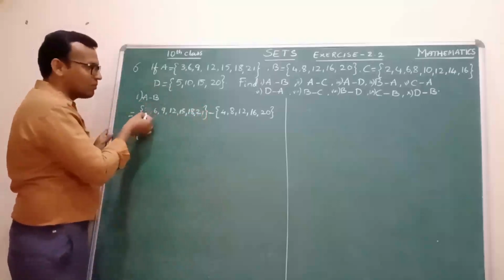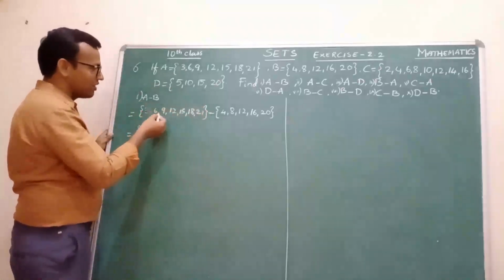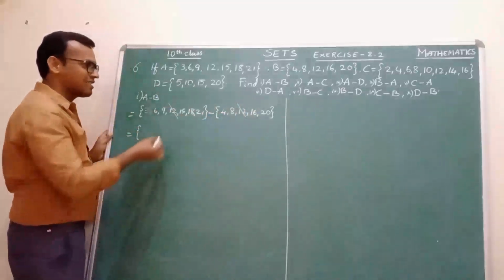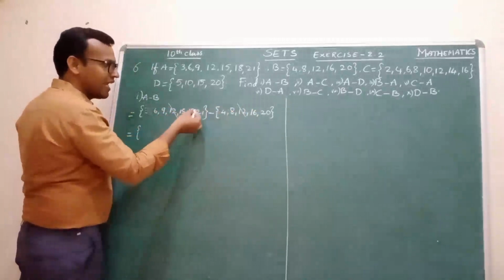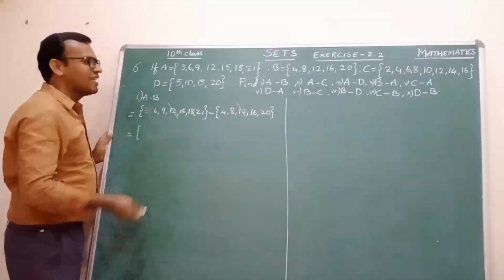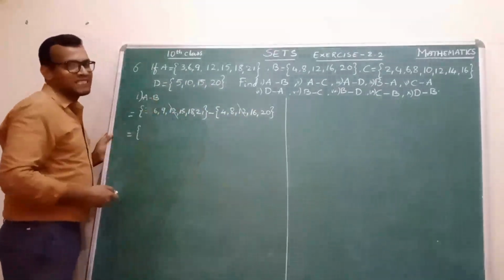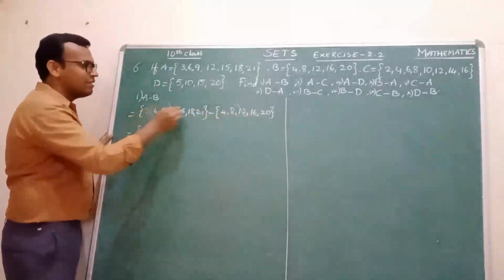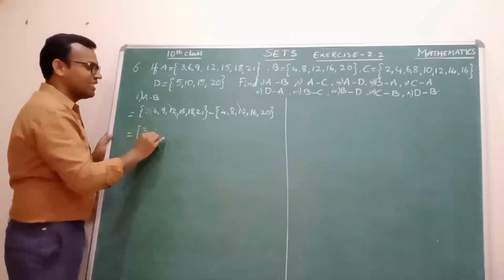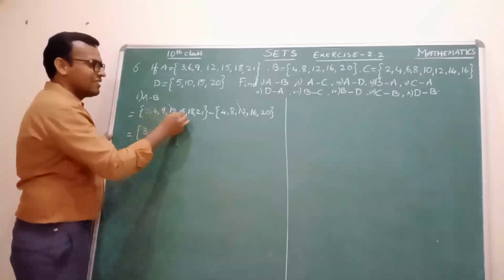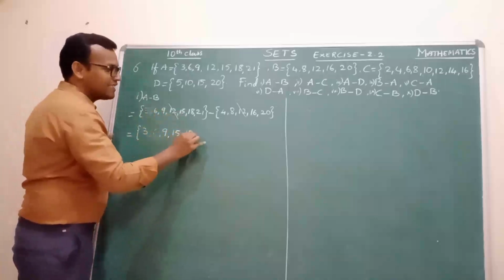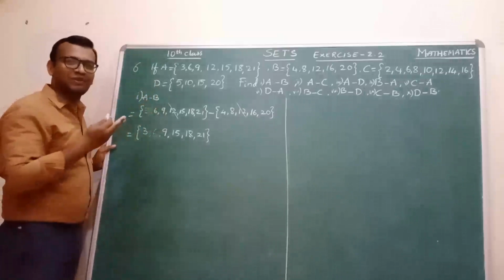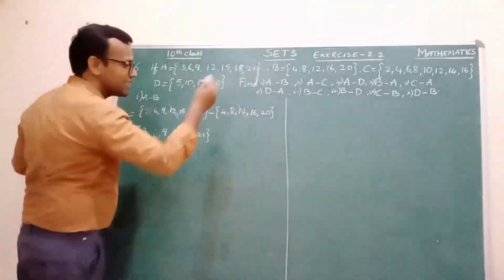What elements are in common? 3 is not there, 6 is not there, 9 of course not there, 12 is the common element. Let me cancel that. 15 not there, 18 is also not there, 21 is also not there. Now only the elements of the first set, because it is minus B, we need not write the second one. So the elements are 3, 6, 9, 15, 18 and 21. This is A minus B. That's it. We got the difference. Now let's go for the second one.